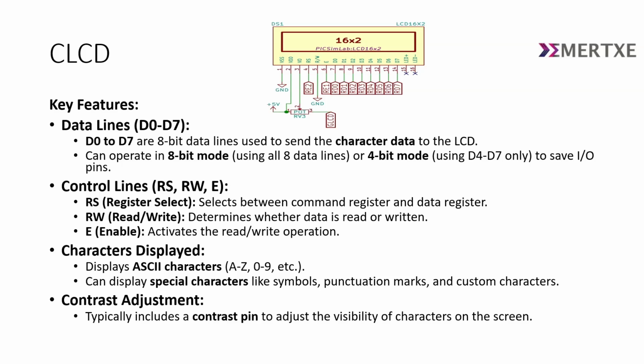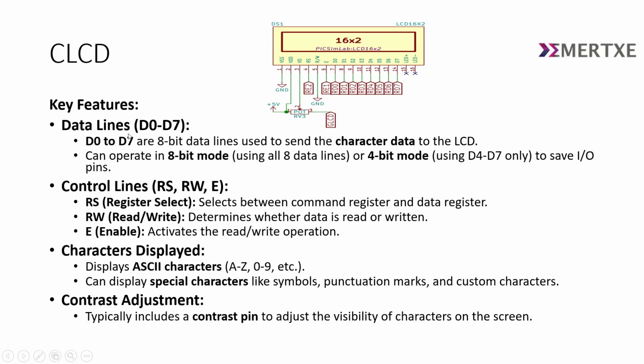The key features of CLCD: it contains data lines, control lines, character display, and contrast adjustment. So you can see here the schematic of CLCD. They have given 16 cross 2, which is 16 characters, 2 rows. So here data lines are from D0 to D7, that is RD0 to RD7.